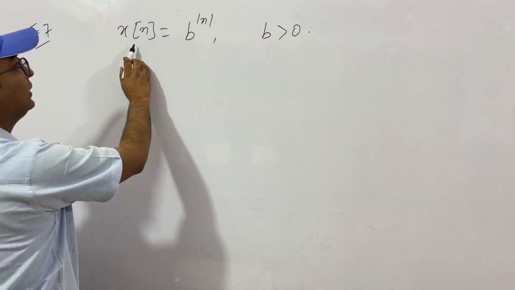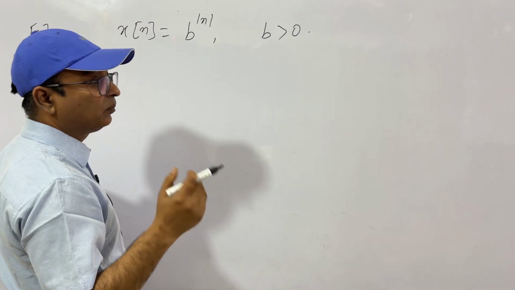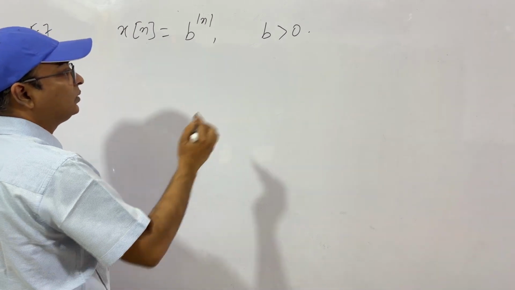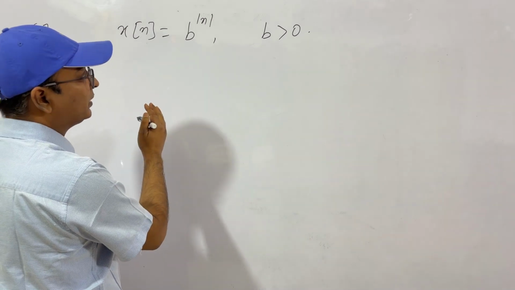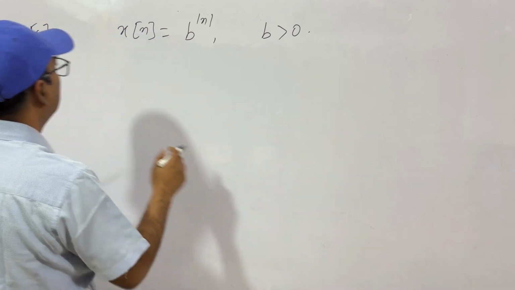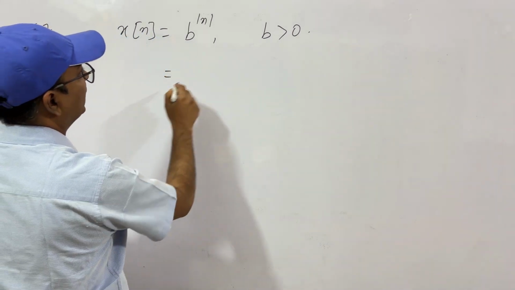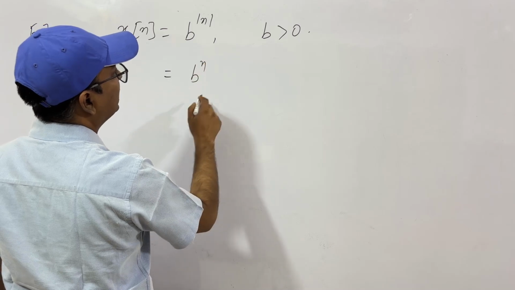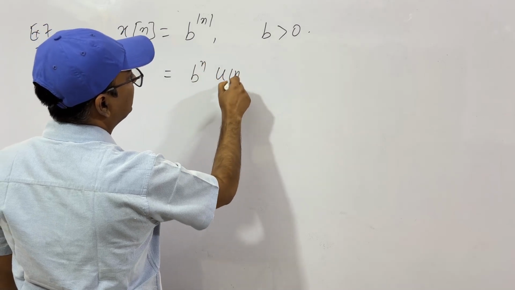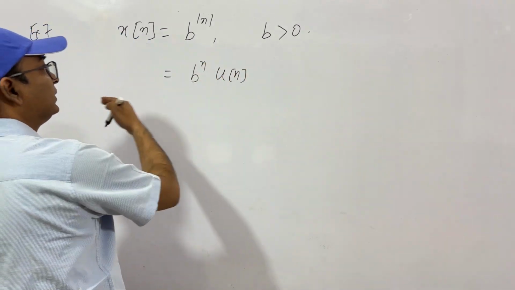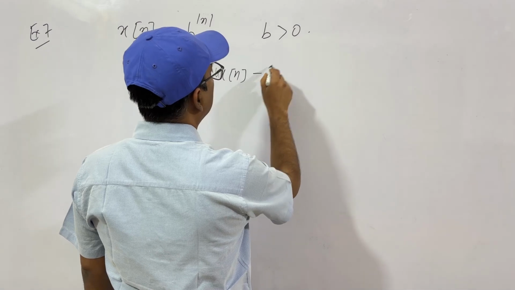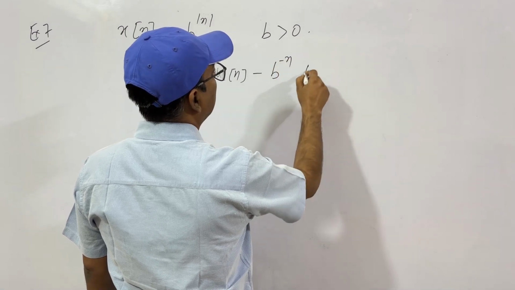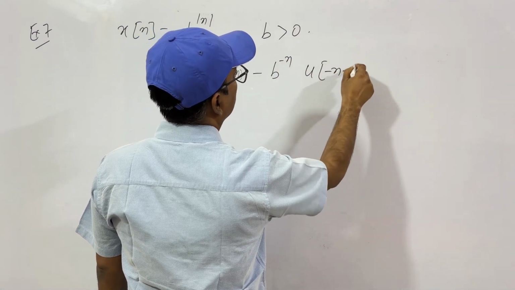See, the question is x[n] is b to the power mod of n. Now mod of n means when n is less than 0, we'll have one left hand side operation, and when n is greater than 0, we have another operation. So we can break it into two parts. When n is greater than 0, we can write it as b to the power n u[n]. And when n is less than 0, we can write it as b to the power minus n u[-n-1].